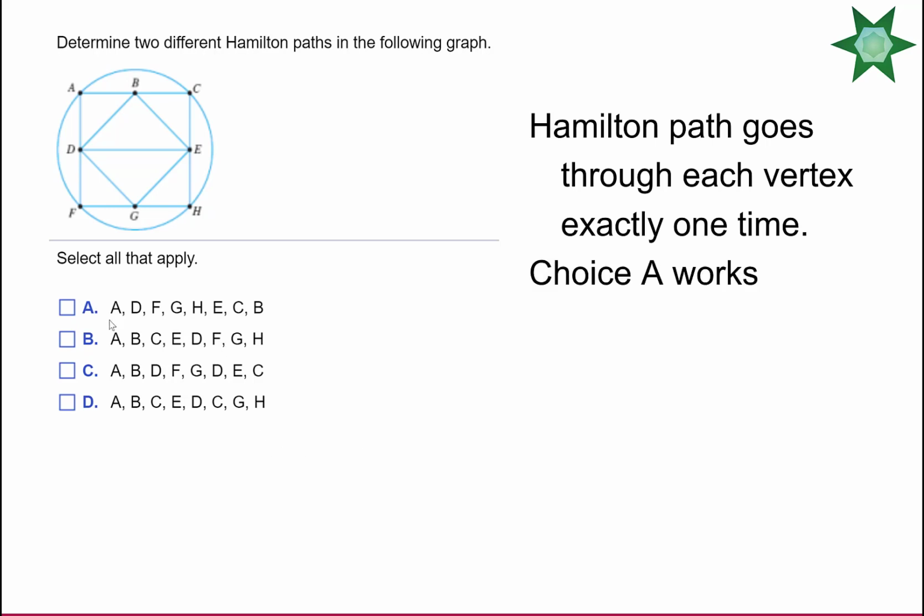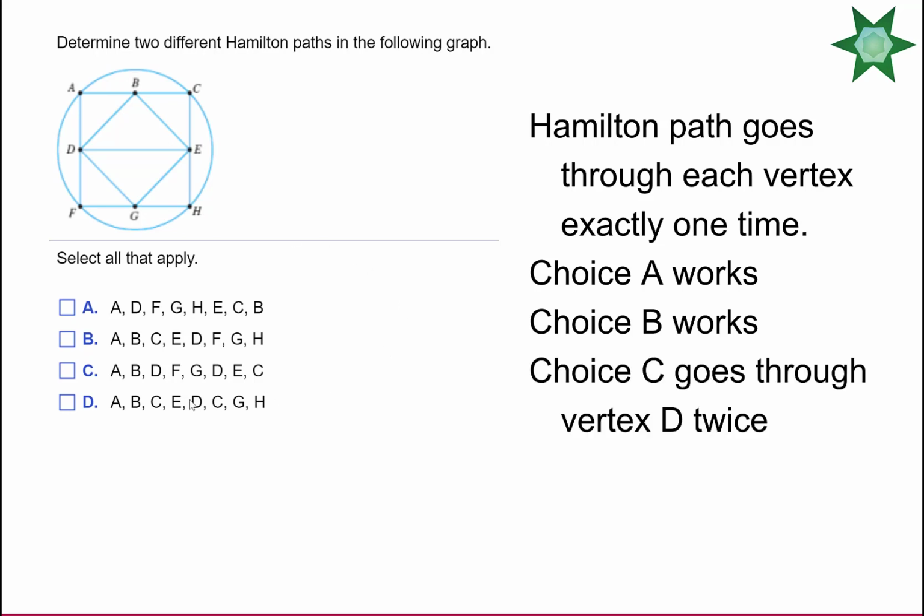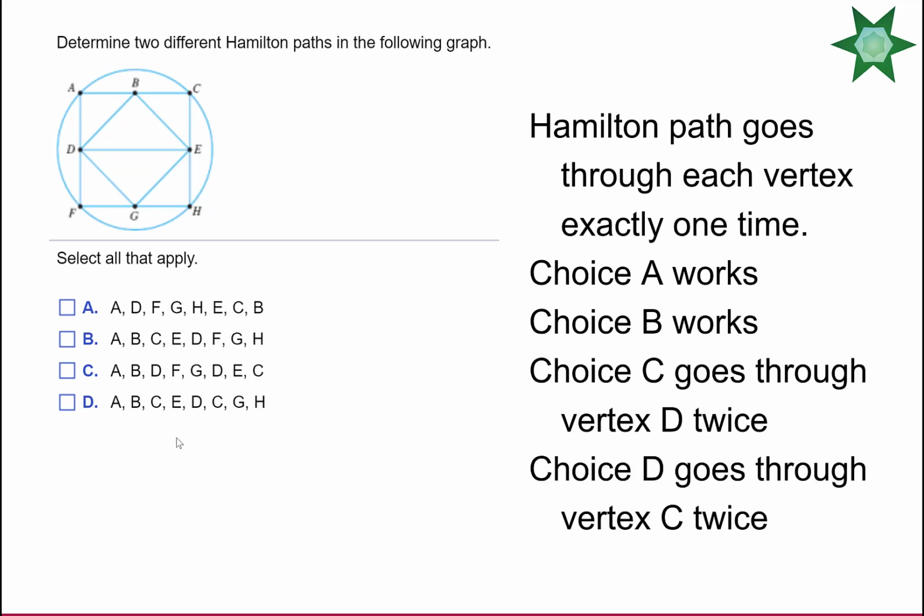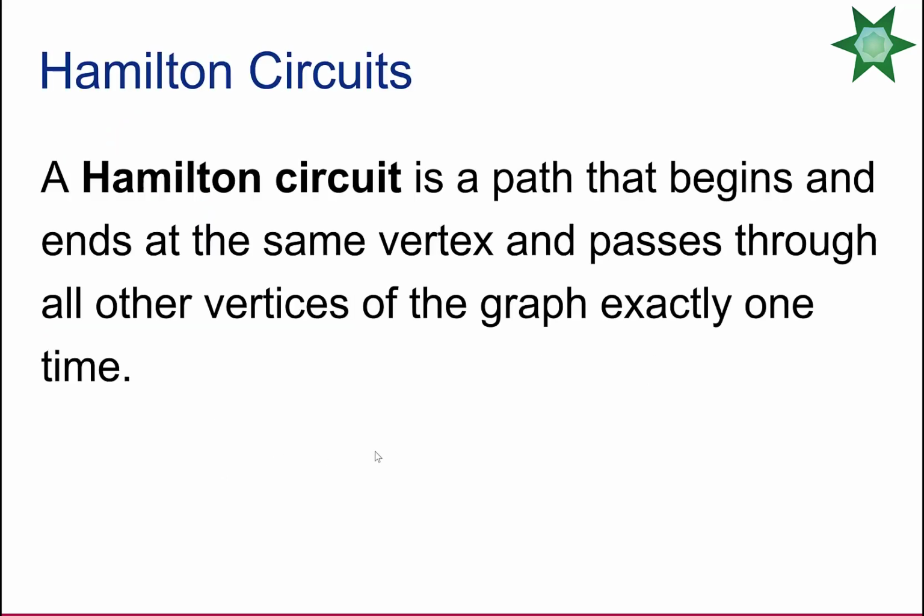If you check choice A, it goes A, D, F, G, H, E, C, B. That one works. Choice B also works: A, B, C, E, D, F, G, H. That one also works. Choice C goes through vertex D twice, so we can't use that one. And choice D goes through vertex C twice, so that's not an option. So the correct answer here is A and B.